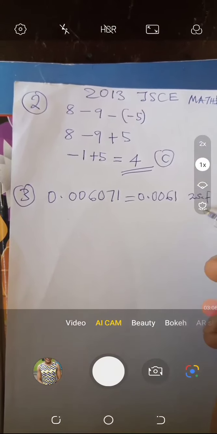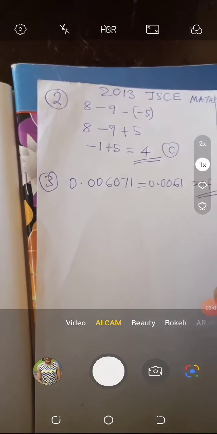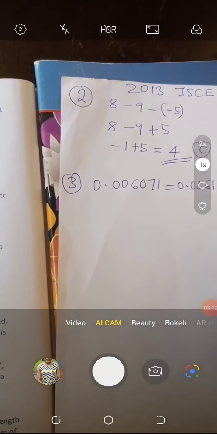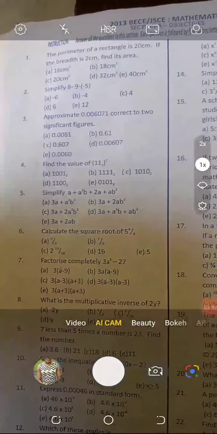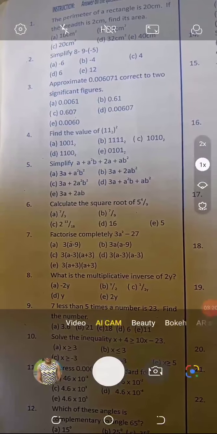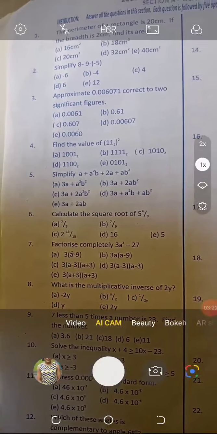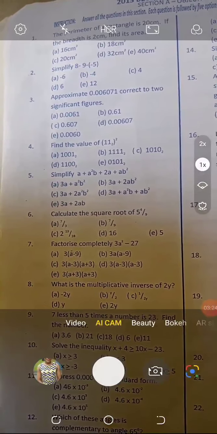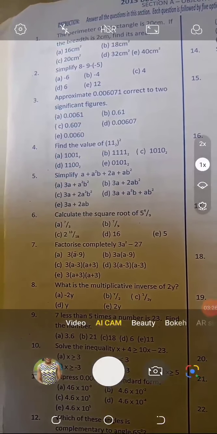This is a two significant figure. And if you check the answer, 0.0061, the answer is A. So we have that. Now going to the next question. Question number 4. Question number 4 says find the value of 11 base 2 raised to power 2. 11 base 2 raised to power 2.